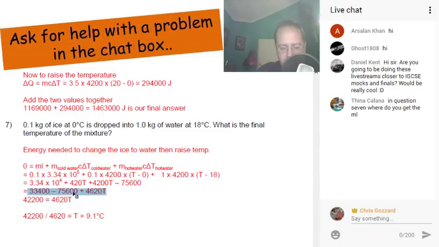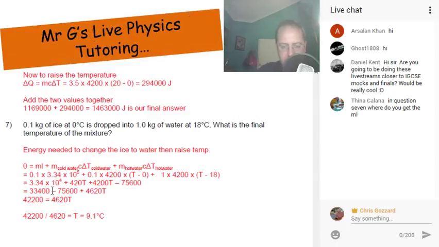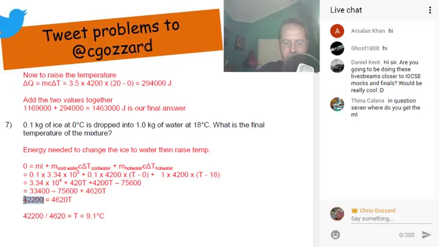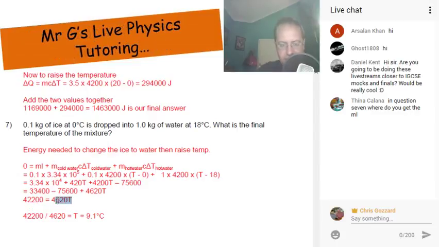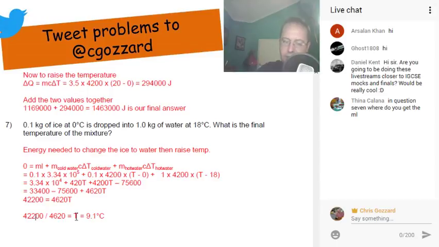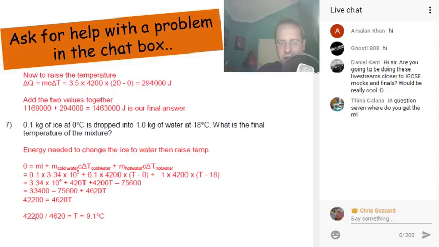Okay, so these two values here, this minus this, you end up with a negative. But when I work out what that is, I can put it over here, and I get 42,200. I've already got this 4,620 T here. I divide the 42,200 by 4,620, and I get my final temperature is 9.1 degrees. Okay, I think I'm done.